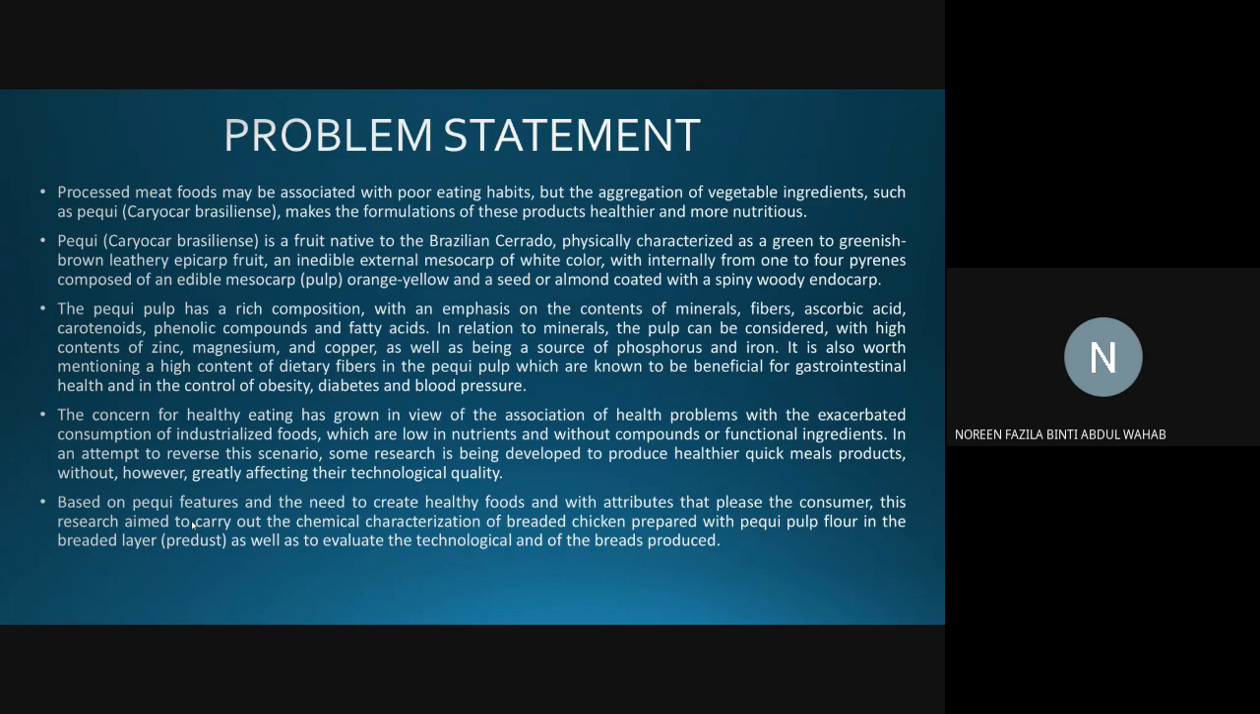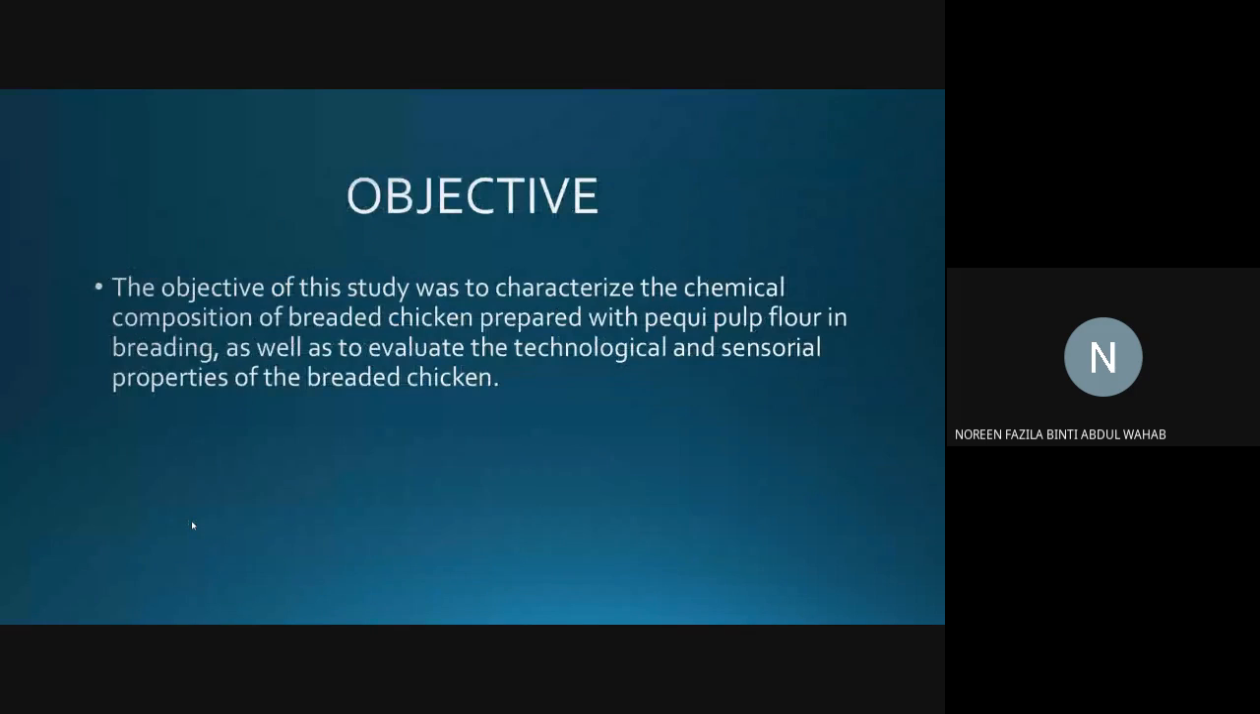So, based on pequi feature and the need to create healthy food and with attributes that please the consumer, this research aimed to carry out chemical characterization of breaded chicken prepared with pequi pulp flour in the breaded layer, as well as to evaluate the technological and sensorial properties of the breaded chicken. So the objective of this research is to characterize the chemical composition of breaded chicken prepared with pequi pulp flour in breading, as well as to evaluate the technological and sensorial properties of the breaded chicken.